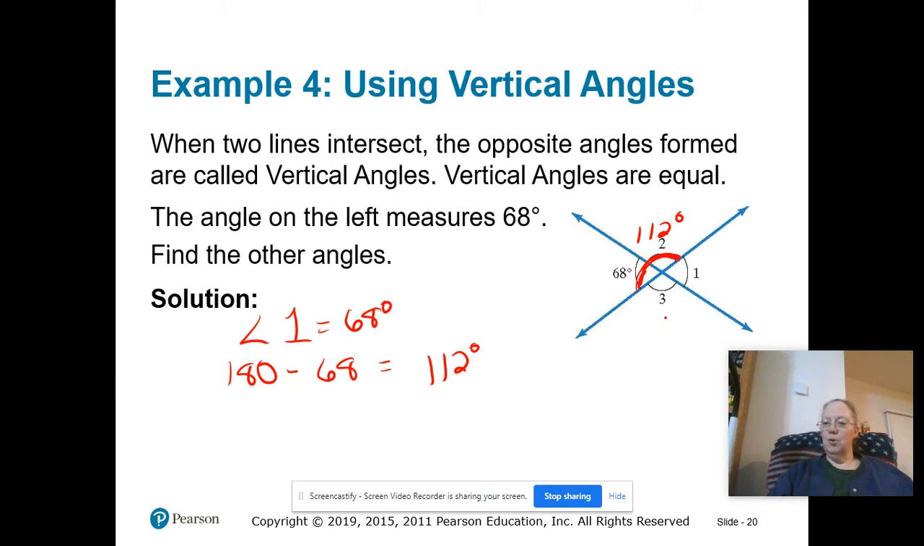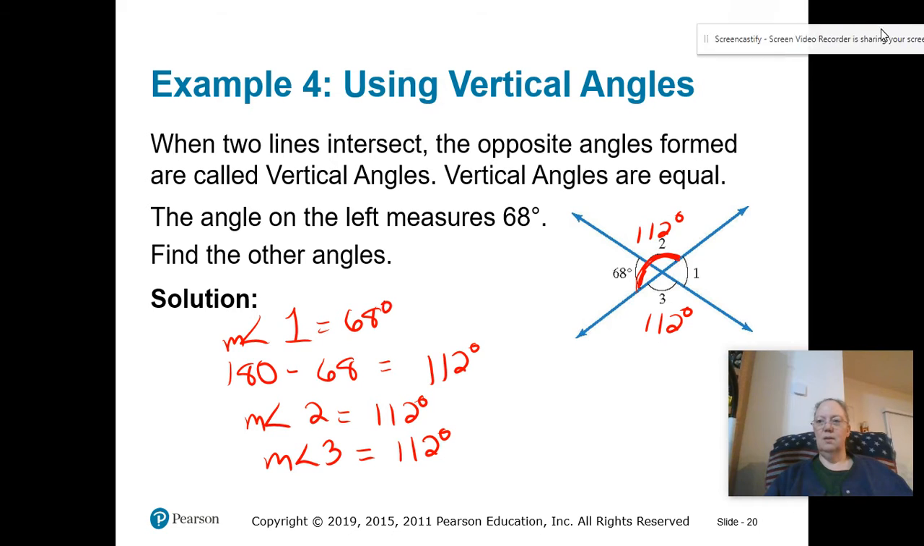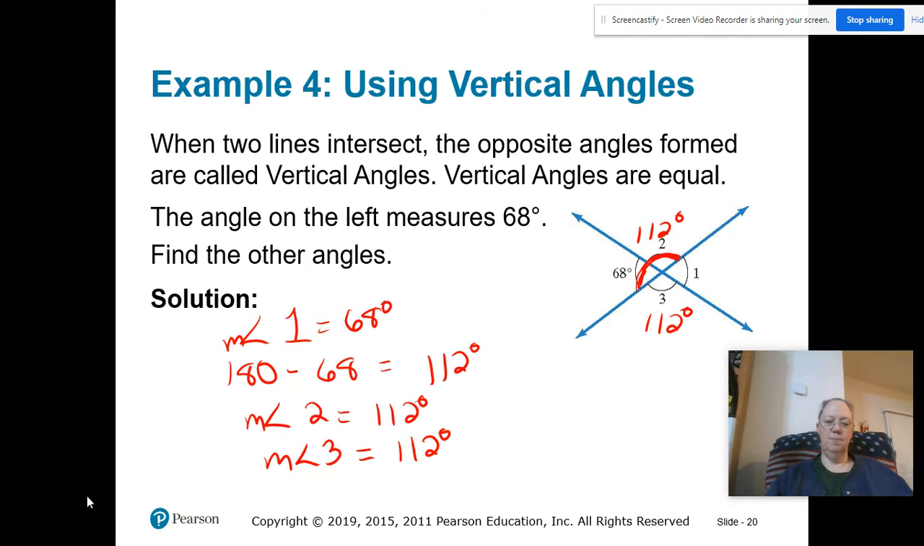And remember, 2 and 3 are vertical angles, so this one also has to be 112 degrees. So technically, the measure of angle 2 is equal to 112, and the measure of angle 3 is also equal to 112.